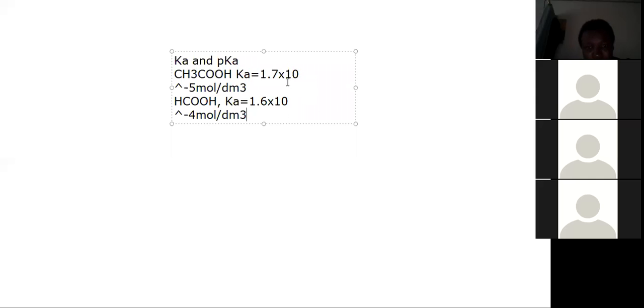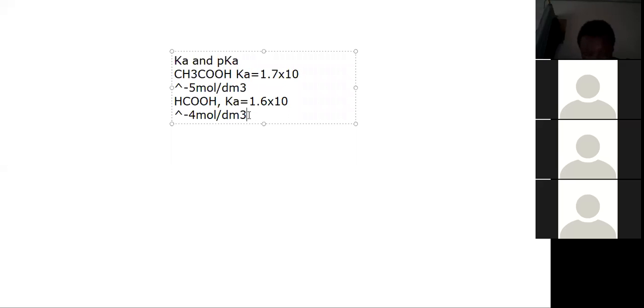So when you're given the Ks of these, and you're asked which one is a strong acid and which one is a weak acid, will you be able to tell? Or which one is stronger than the other, or which one is weaker than the other? Can you tell me which one is stronger than the other? Yes. Okay, talk to me.